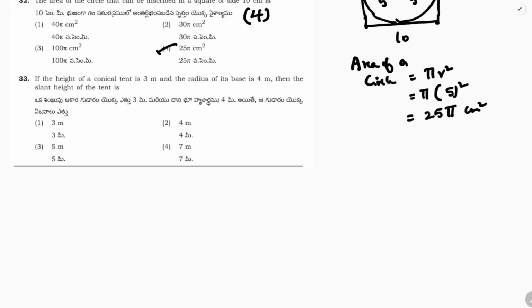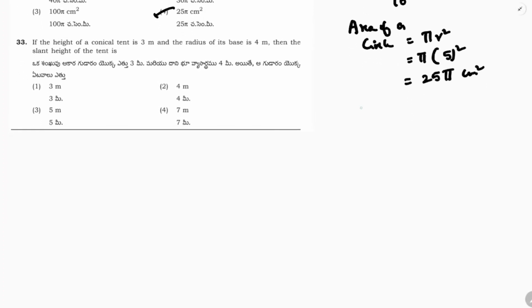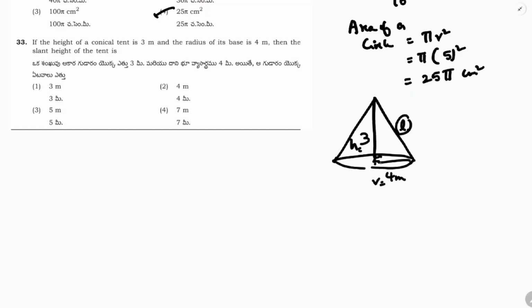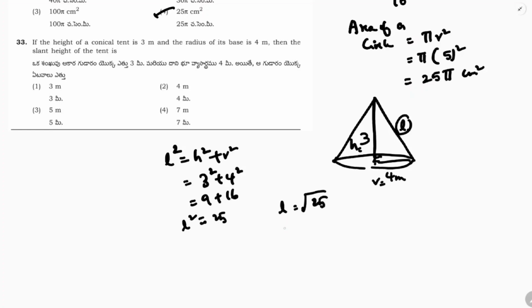Next one, the height of a cone. The height of a cone is 3 meters and the radius is 4 meters. We need to find the slant height. If you apply the Pythagoras theorem, slant height L square equals h square plus r square. h is 3, r is 4, so 9 plus 16, which is 25. So L equals under root 25. So the slant height is 5 meters. The correct option is 3.